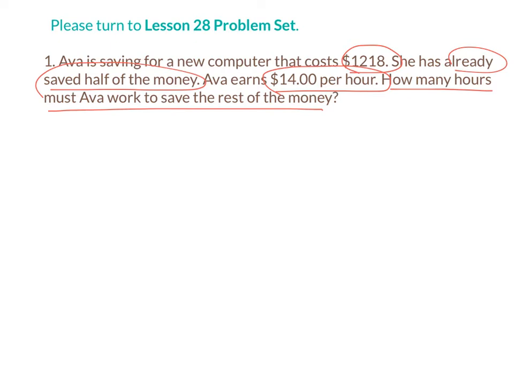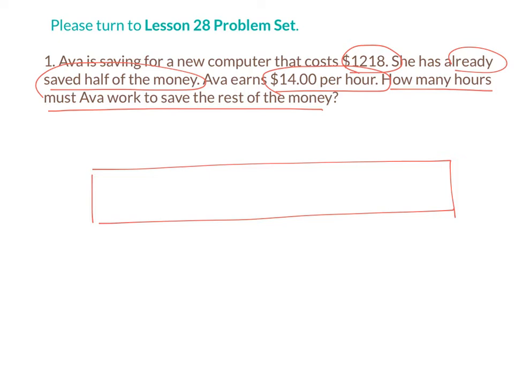Okay, what's the first step we need to do in order to solve a word problem? It starts with an M. Model. Okay, let's draw a tape diagram. So in order to model it, let's draw the cost of the entire computer. What should we label the cost of the entire computer? $1,218.